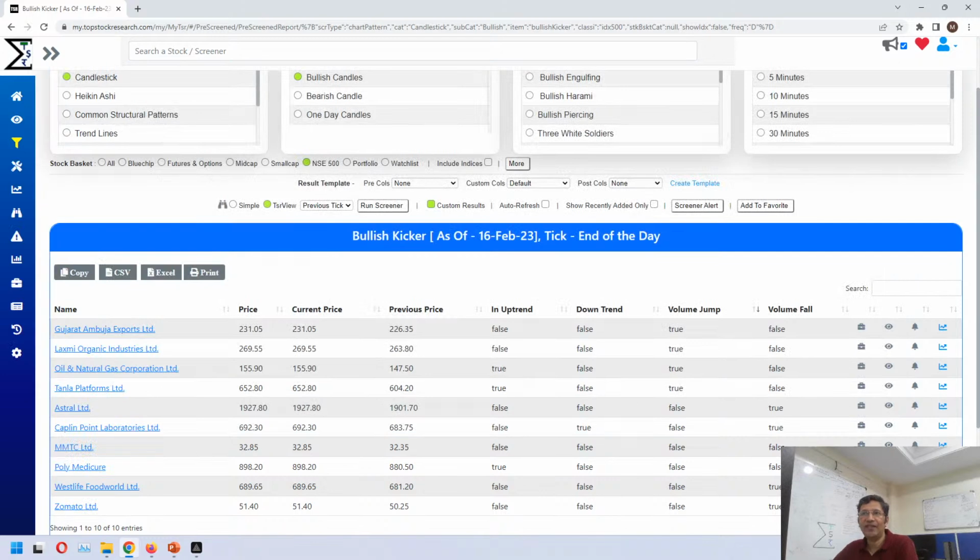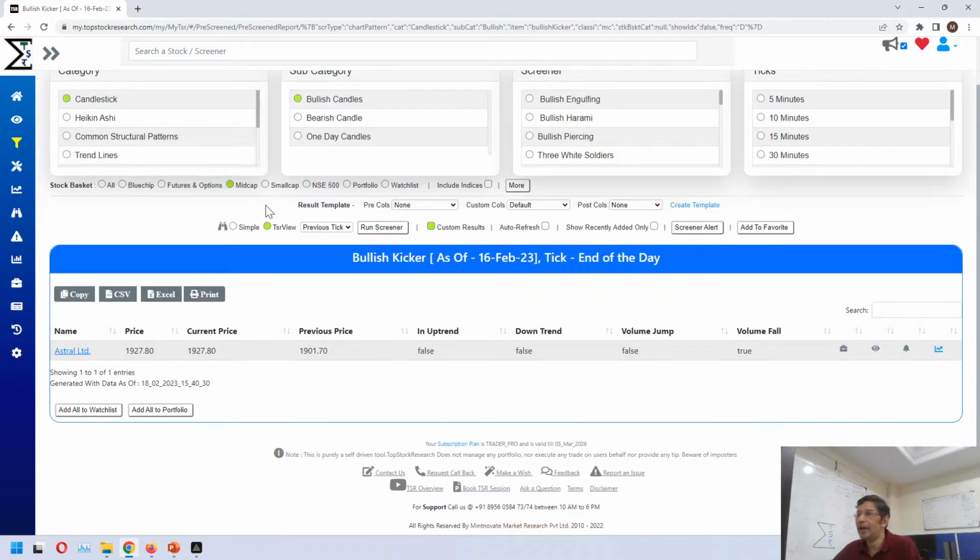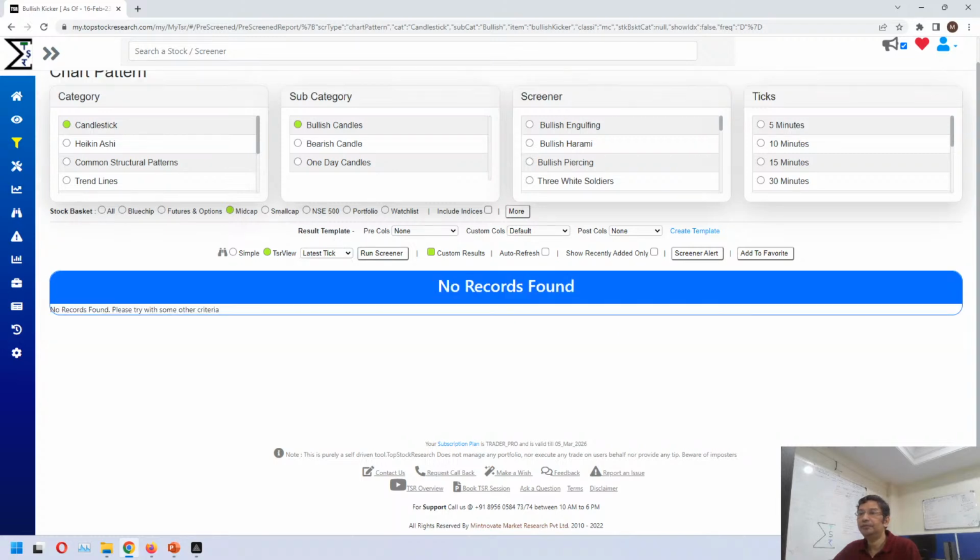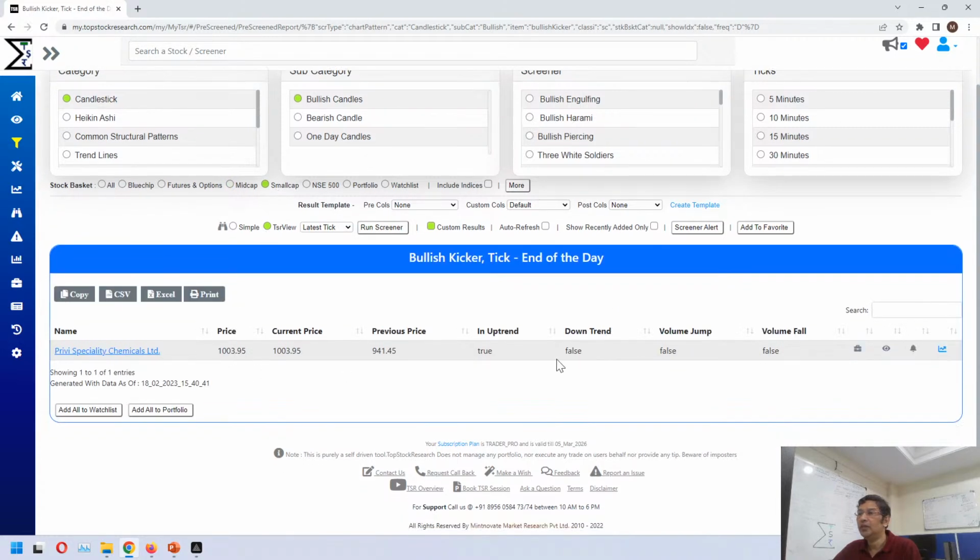Again, you can go to the DIY screener and look at it. Stock basket of any choice: mid cap, large cap, small cap, you can screen on any of them. For example, if you were to look at mid cap, there was one. Again, the rest of the things are not looking so good, so let's not look at it. Let's look at maybe a previous day. No results. Small cap, there's one. Again, the rest of the things are not so good, so it should give you less confidence.